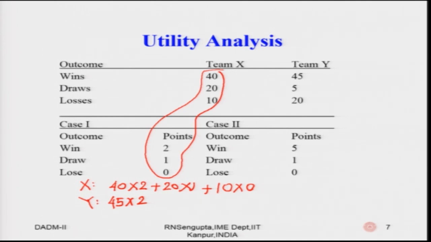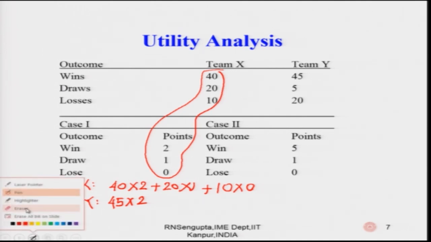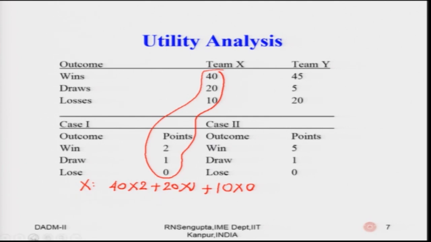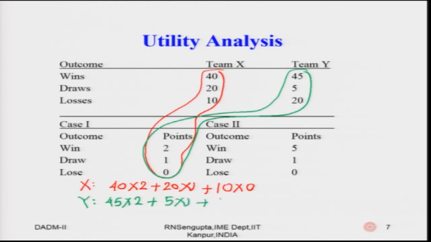So, they are multiplying. Let me change the color, so it will be much easier. In the second set, let me put it green. In the second set, the multiplication would be this. So, that would be Y: 45 into 2 plus 5 into 1 plus 20 into 0. So, based on that you will do the ranking.